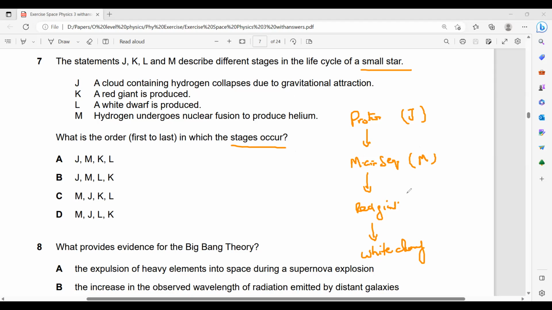And then a red giant is produced, so this will be a red giant. And then a white dwarf is produced, so L. So what is the sequence? JMKL. JMKL. So that is option A. Is it clear? This one?